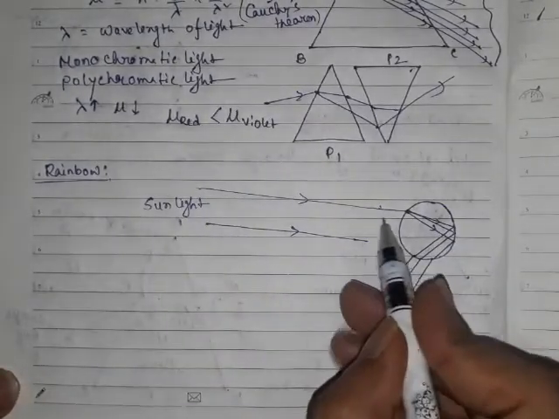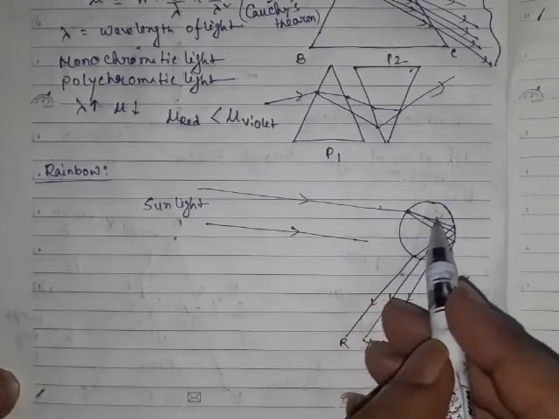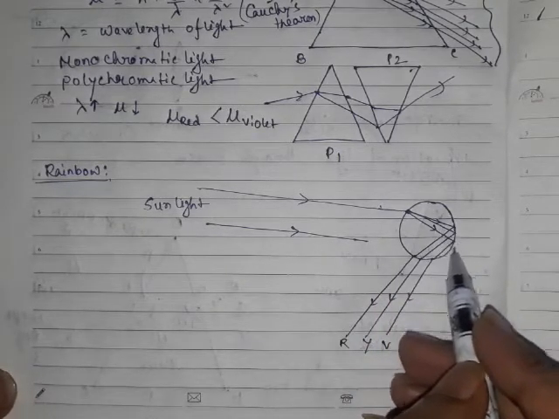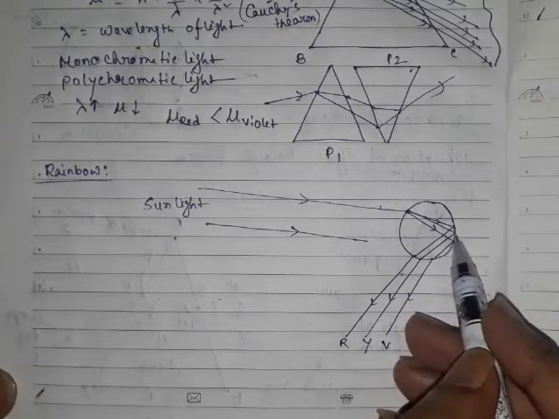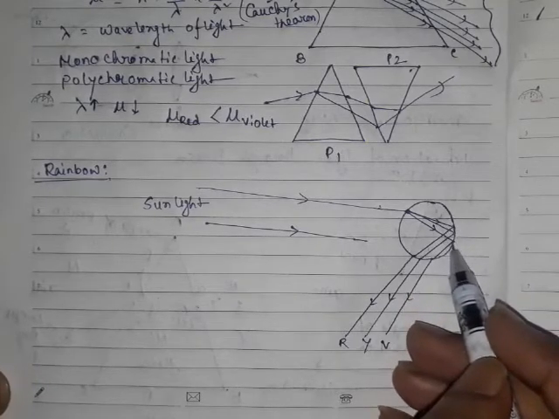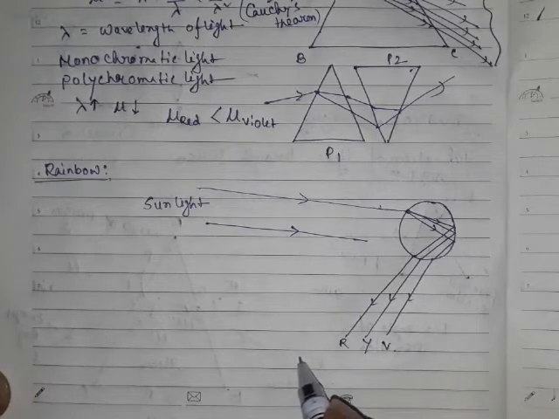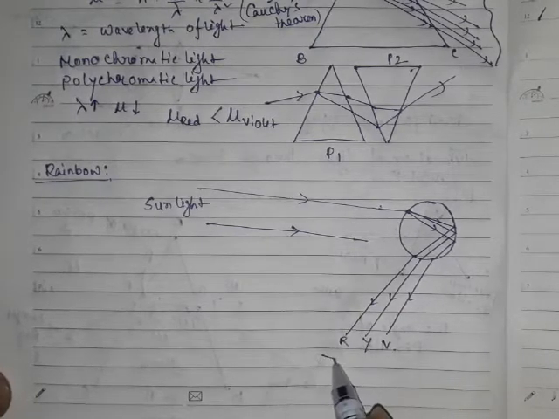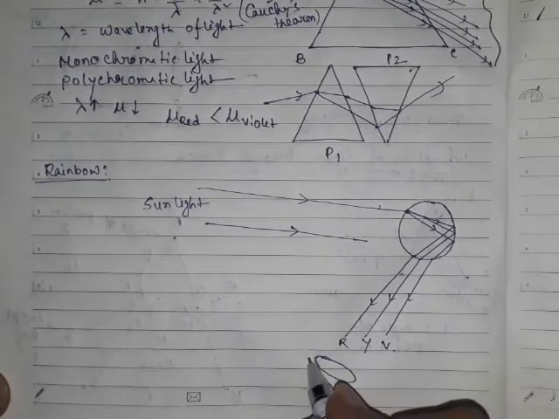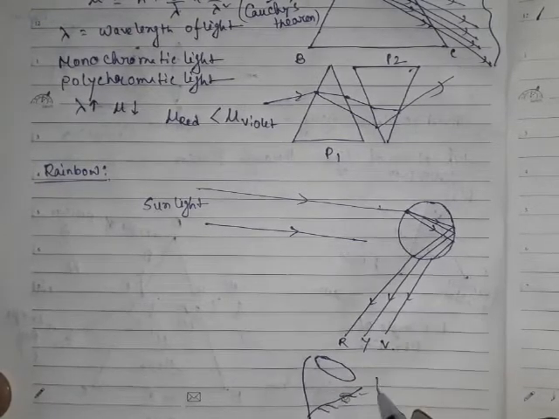Okay, when light is incident on this droplet, it is separated into its constituent colors. Then it suffers a total internal reflection from the back of this spherical droplet, and when it comes out, it is divided into constituent colors, and this spectrum is seen by the human eye.